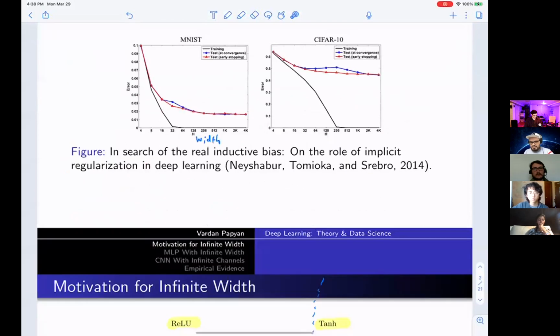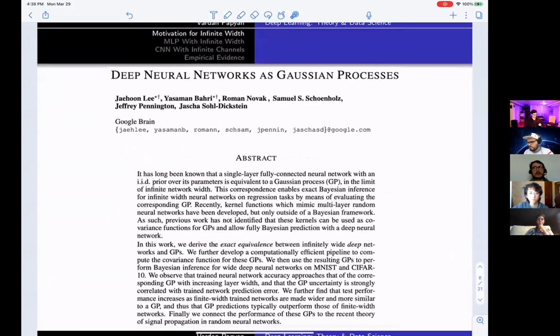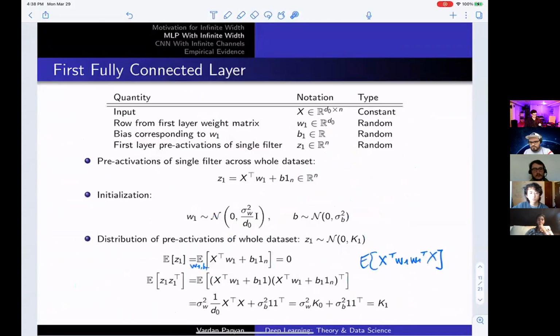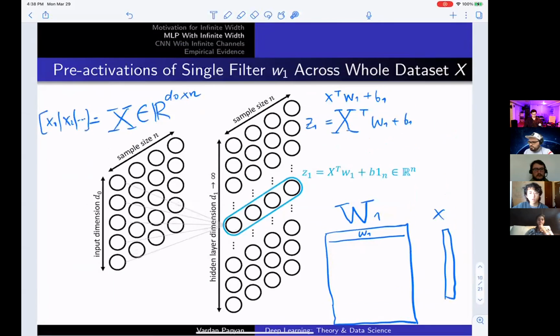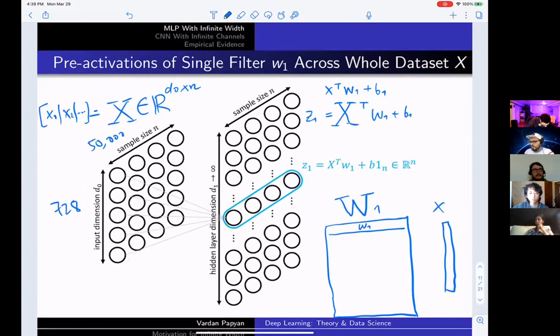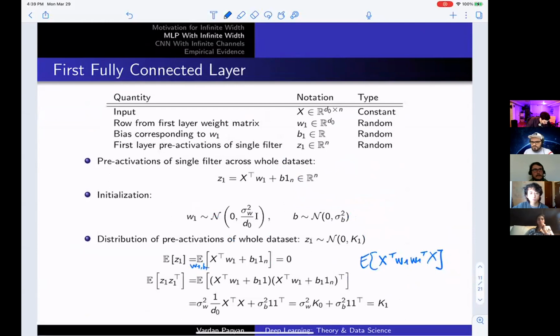Does that answer your question, Amireza? To a reasonable degree? No, X is not infinity by n. So if you look at this plot, this figure, notice how X is D0, which is some fixed dimension. In our case, for MNIST, it's 728, and sample size is the number of examples. For MNIST, it's 50,000, right? So it is fixed. So Neo is asking, what is the definition of K0 and K1?